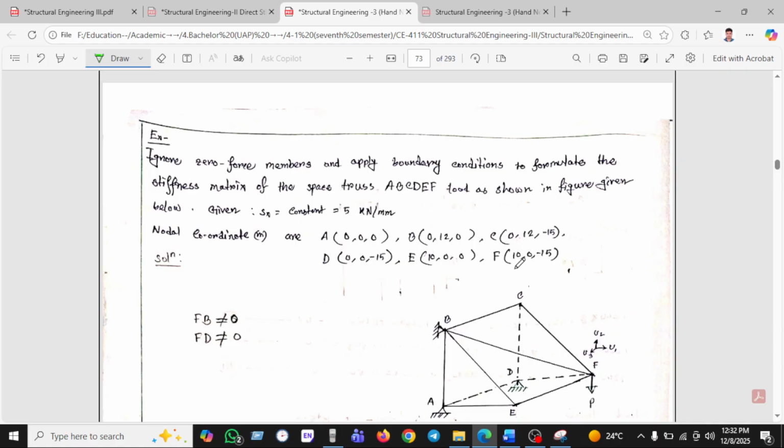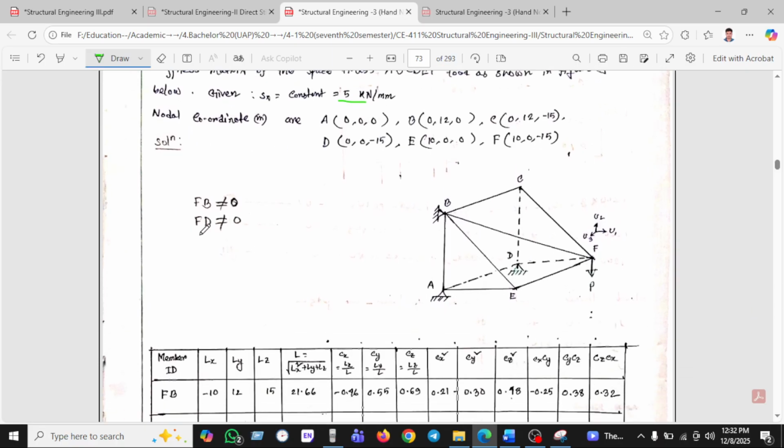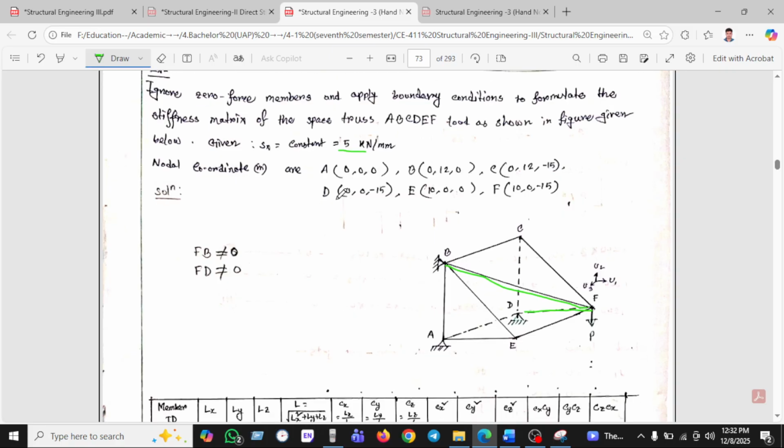Okay, we've been seeing here another zero force member applied to the boundary condition. Formulate the stiffness matrix in truss is given here. The EA is constant 5 kilonewton millimeter, and nodal coordinates are also given here. After forwarding, we have been seeing FP, these are the F, these are the B, this member, and FT. This member will not be 0, and others will be 0 as zero force members.